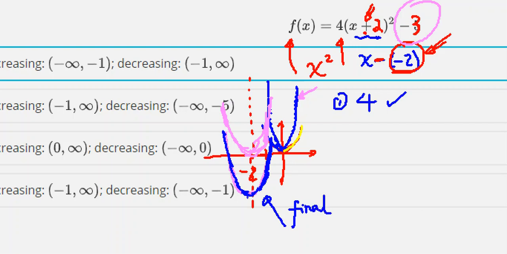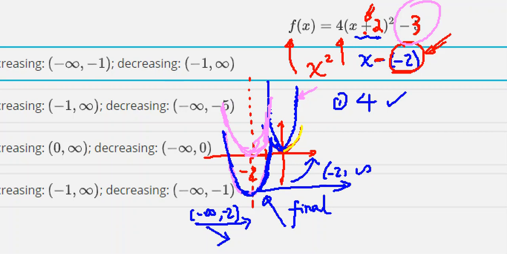And now from here, I can easily see that from negative infinity up to this point, which is negative 2, it is decreasing. And then from this point on right here, it is going to be increasing, right? So it's going to be from negative 2 to infinity. That's increasing. So I can use the transformation to determine the graph, and then identify the intervals of increasing and decreasing. This demonstrates how I would solve this problem.